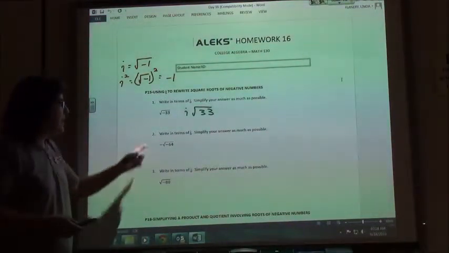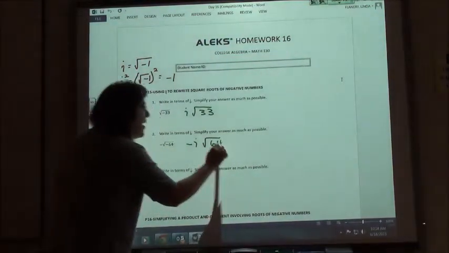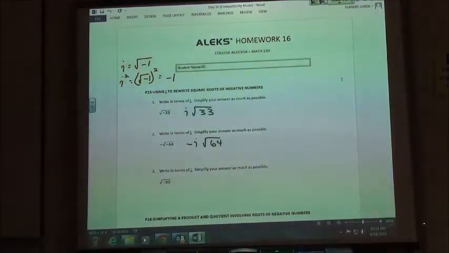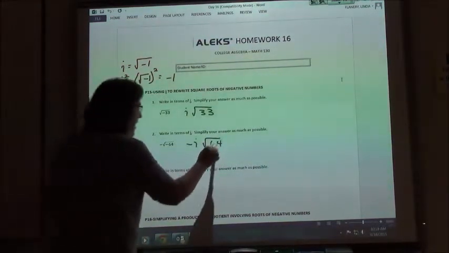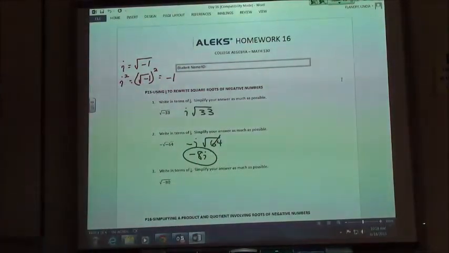So on this one, I would say, okay, I'm going to have -i square root of 64. However, 64, I can do that one. Square root of 64 is 8. So I'm just going to have -8i then when I simplify that.